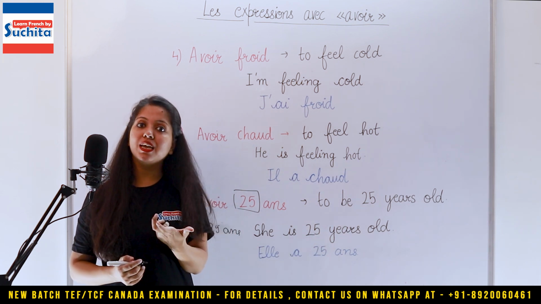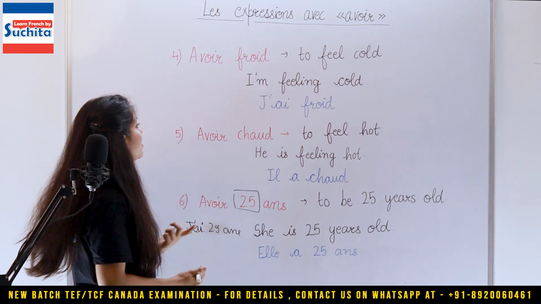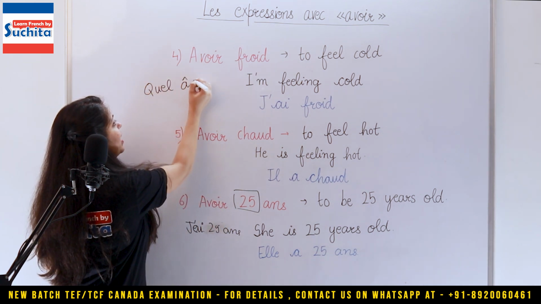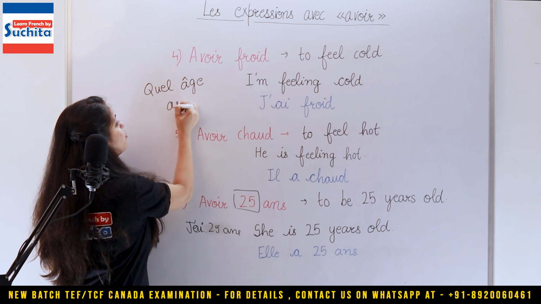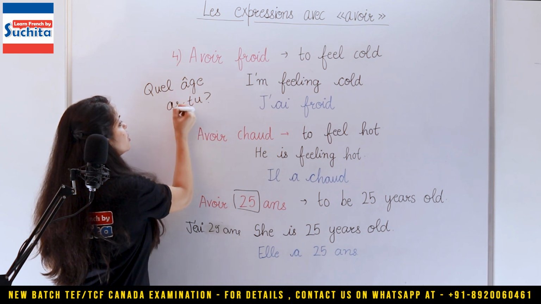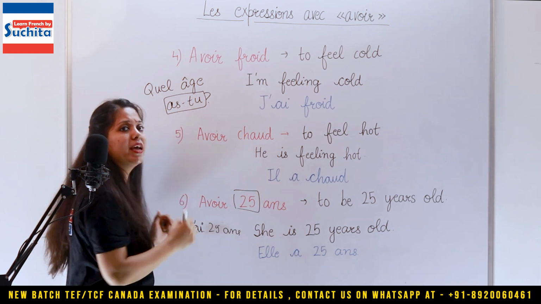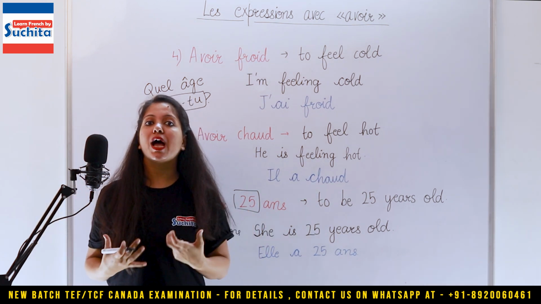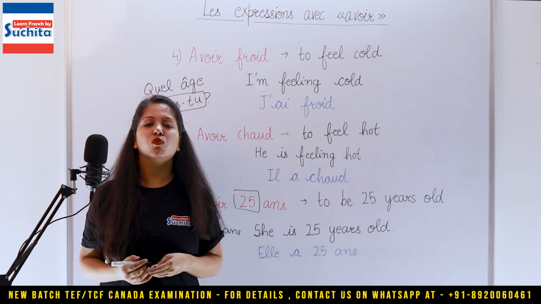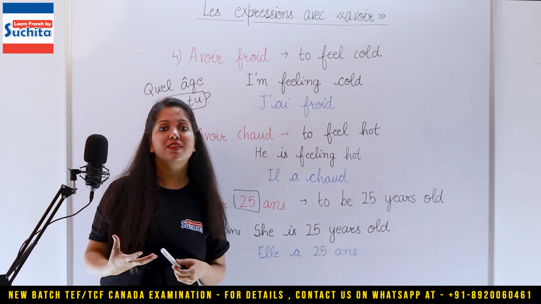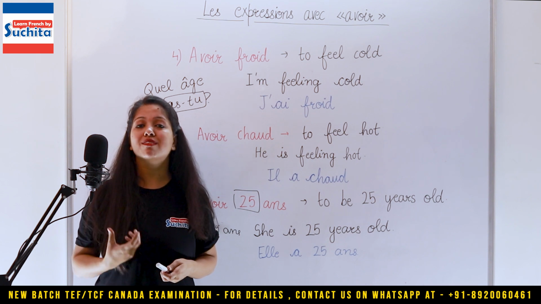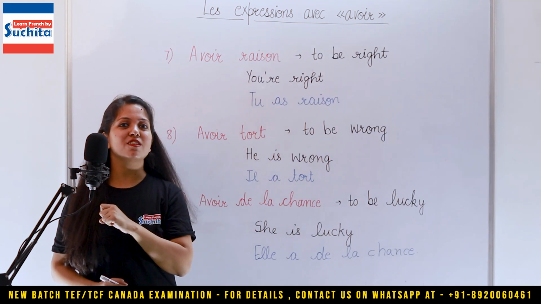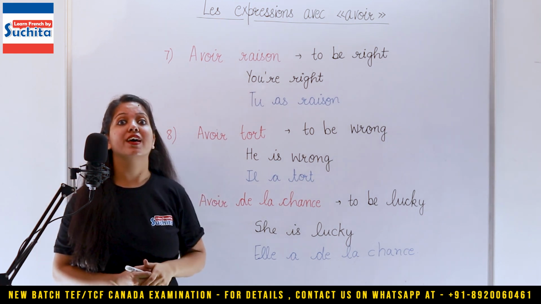So whenever you tell the age or ask the age, what is the expression that you use for asking the age? You say, quel âge as-tu? Quel âge avez-vous? Quel âge a-t-il? What verb is it? It is the verb avoir. So whenever you ask the age or tell the age, it is always the avoir verb which comes into the role. Now the seventh expression, which is avoir raison.